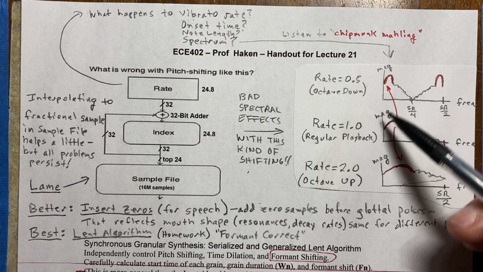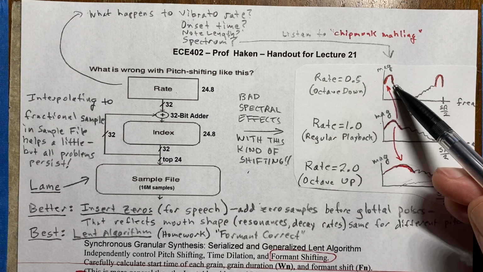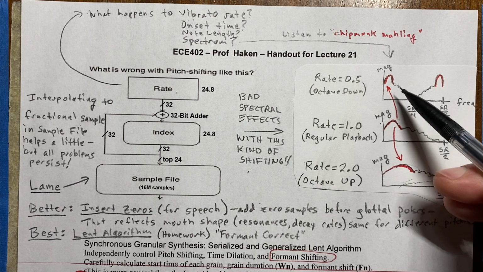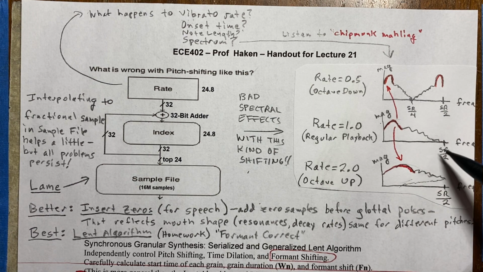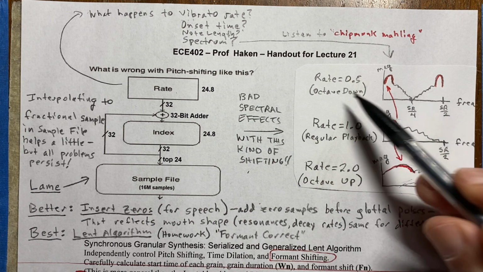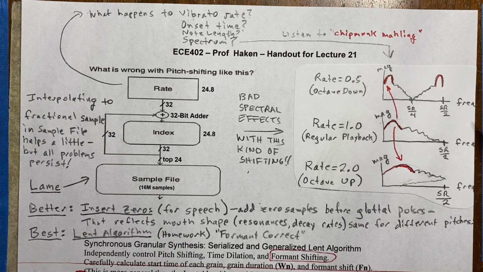If you go at a rate of 0.5 to go down an octave, then this part of the spectrum here squishes down. You don't get aliasing, which is nice, or you sort of do. But what happens is all of this stuff off of the half sample rate now only goes up to the quarter sample rate if you go down an octave. And then you get the reflected version of that, like you learned in 310.